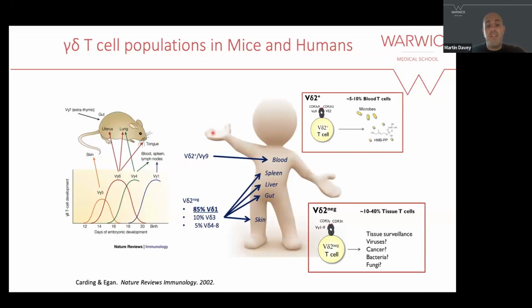There's a population of gamma deltas that are very frequent in the blood, about 5 to 10% of all your blood T cells. Again, they've got a restricted T cell receptor usage. They express a V delta 2 and a V gamma 9 T cell receptor chain pairing to form their T cell receptor. They're less common in the tissues, but in the tissues it's less defined.